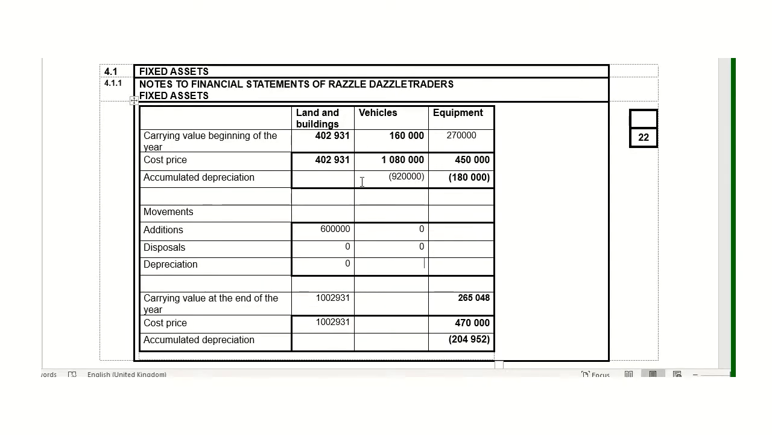Okay, the cost price for vehicles, 1,080,000. So it's 1,080,000, and on that I must apply the percentage, which was 20%. So I simply multiply 1,080,000 with 20%, 20 over 100, and that gives me 216,000.